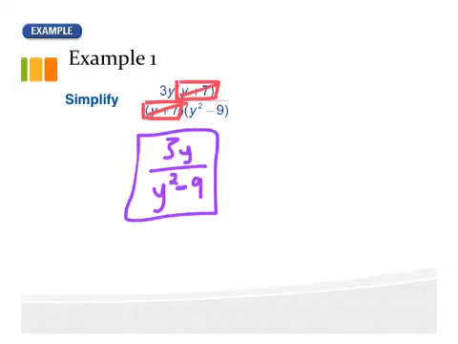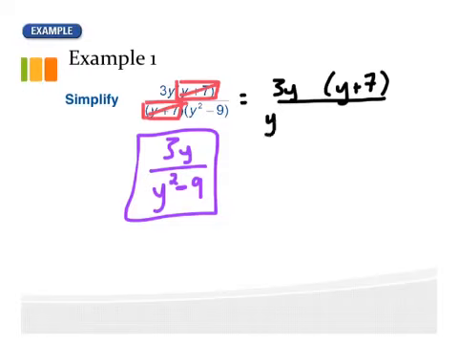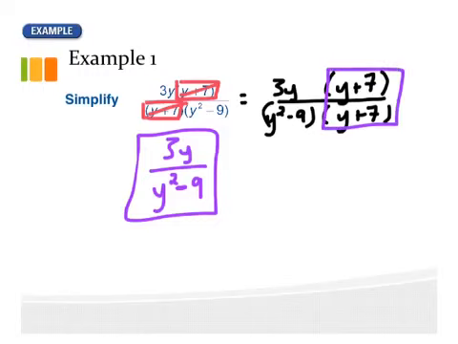Now, another way to think about this is if you were to take the original problem and rearrange it. That's going to be 3y, and then I'm just going to leave some space and put the y plus 7 over here, and then I'm going to do the y squared minus 9 in the front, and then the y plus 7 in the back. Then you can see a bit more directly that the y plus 7 over y plus 7 is just 1, and that's why they cancel.